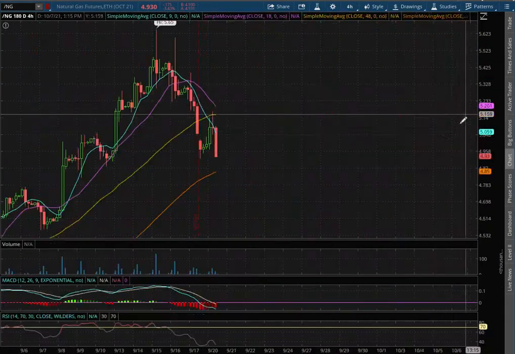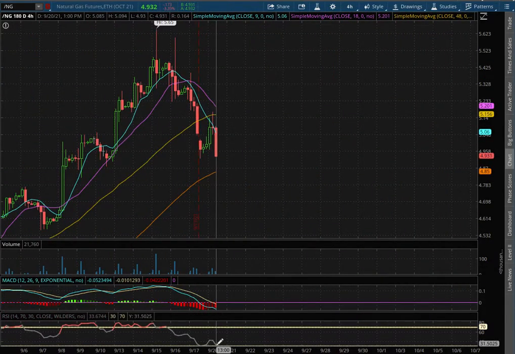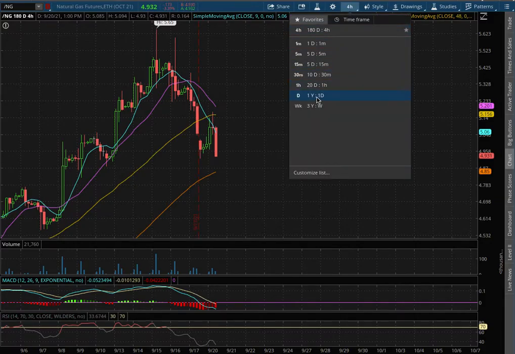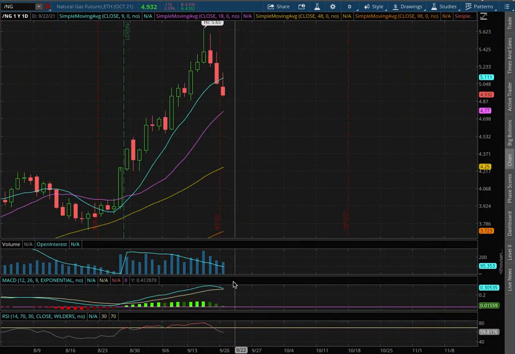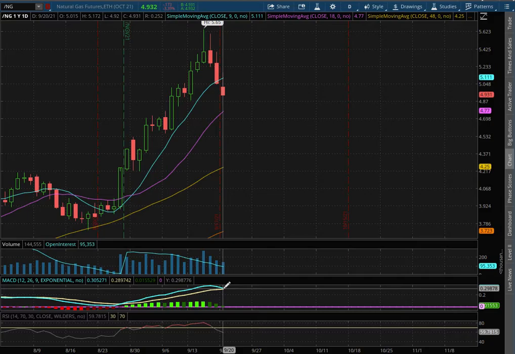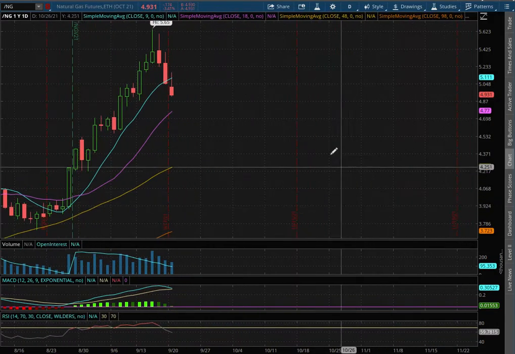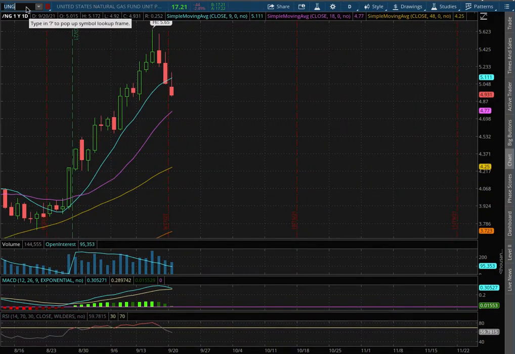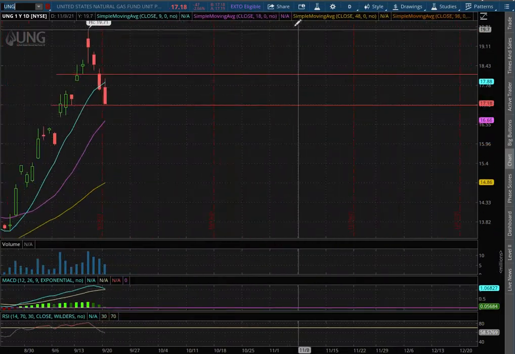With the 4 hour chart, we are in negative MACD territory and approaching oversold conditions with the RSI. As with the daily chart, we remain in positive MACD, seeing signs of a divergence, and we're off of overbought levels with the RSI. As with the trade idea, I'll be trading UNG, and my position size for it is less than 1% of my portfolio.